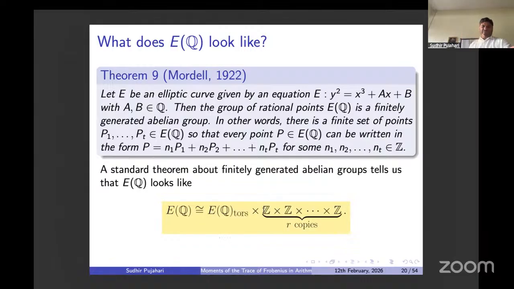You already saw examples that the group need not be cyclic, but in 1922 Mordell proved that the group is finitely generated. Especially if you choose your field as Q, the group is finitely generated. So this is a very interesting thing, right? What does it say? Basically, you can have only finitely many points on the curve whose coordinates are rational, and by joining them with straight lines, you can recover all other points whose coordinates are rational.